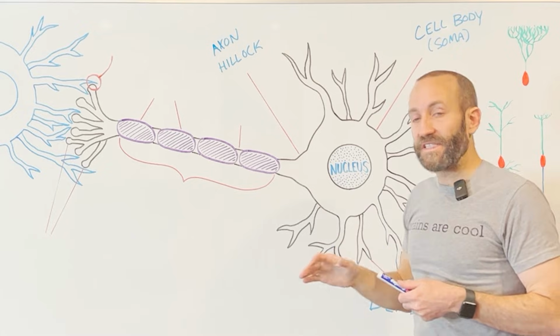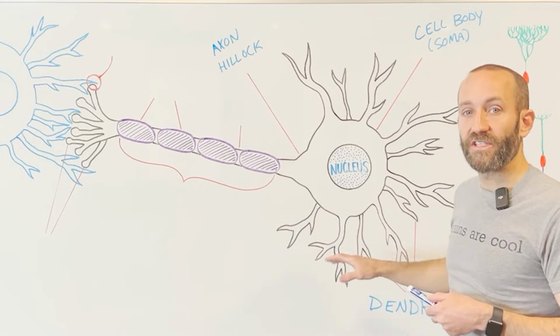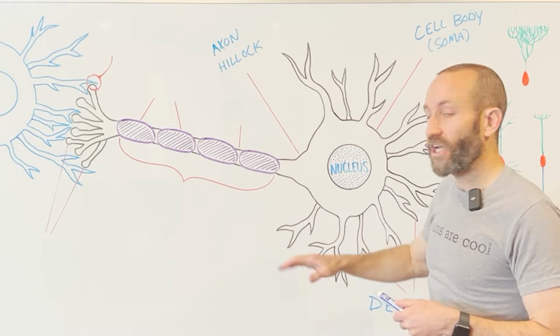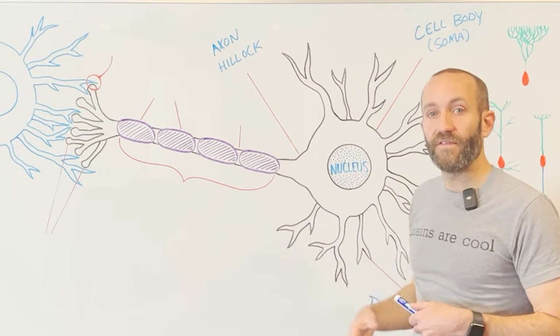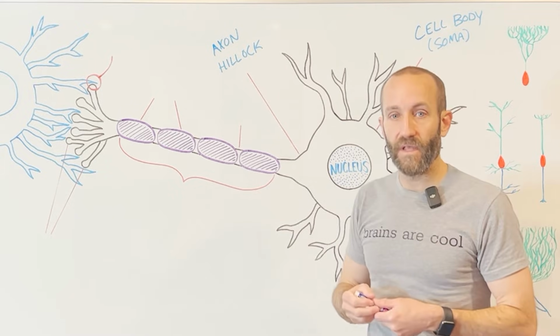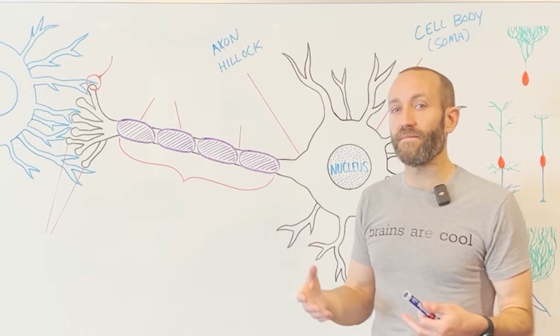When information is received by the dendrites, it causes changes in the electrical properties of the cell. And the axon hillock is a region where those changes are integrated to determine if the incoming signals are strong enough for the neuron to initiate its own action potential. This process of integrating signals is called summation.